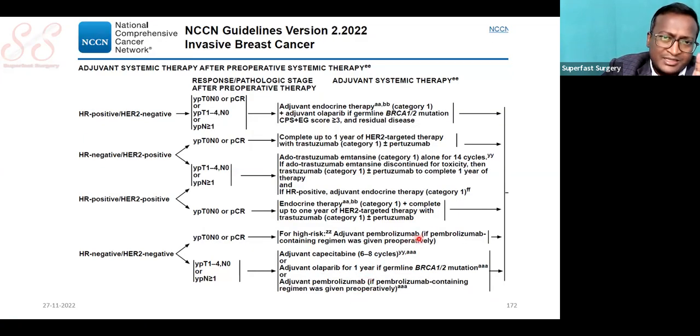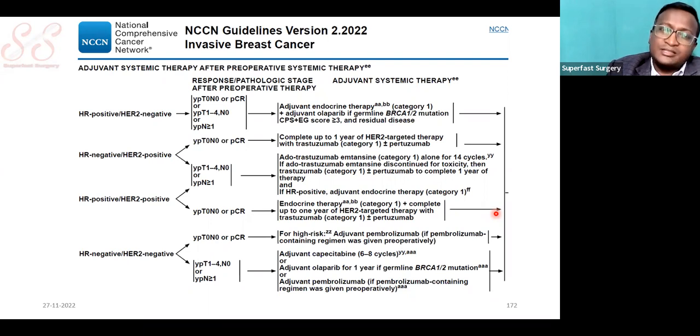Suppose there are two patients. One has triple negative breast cancer and another has HER2 positive breast cancer. First I will discuss triple negative breast cancer. In triple negative breast cancer, you have given neoadjuvant chemotherapy, AC followed by T, and then you have done the surgery. After surgery, in the histopathological report, you see that there is no residual disease. That is one scenario. Another scenario is if there is some residual disease.